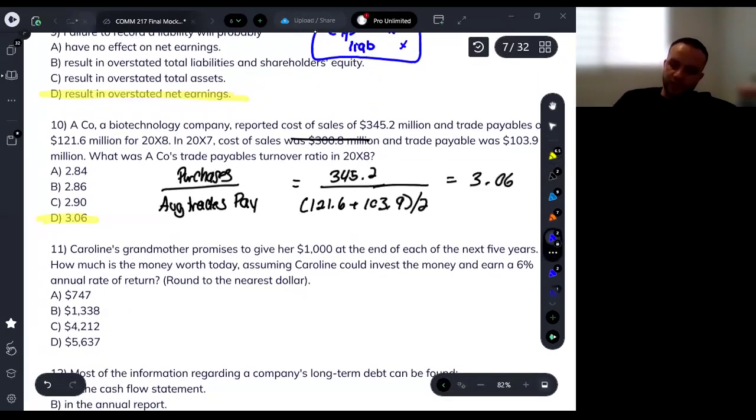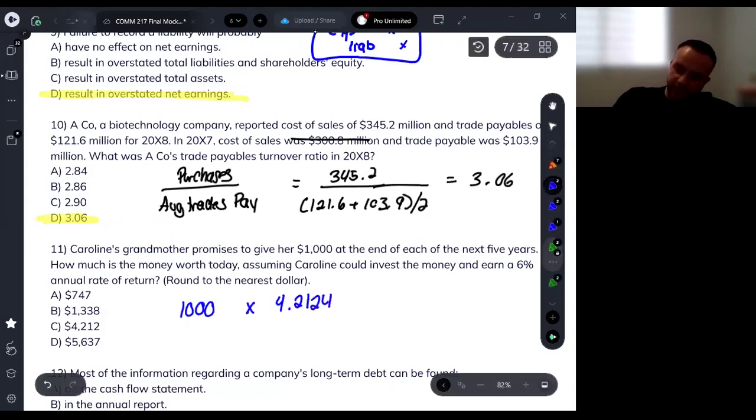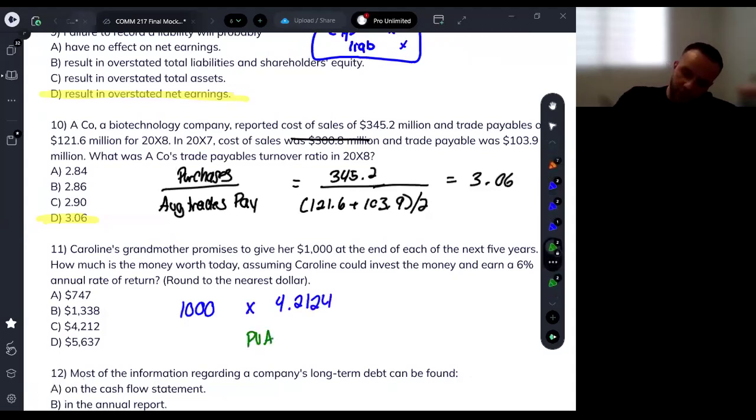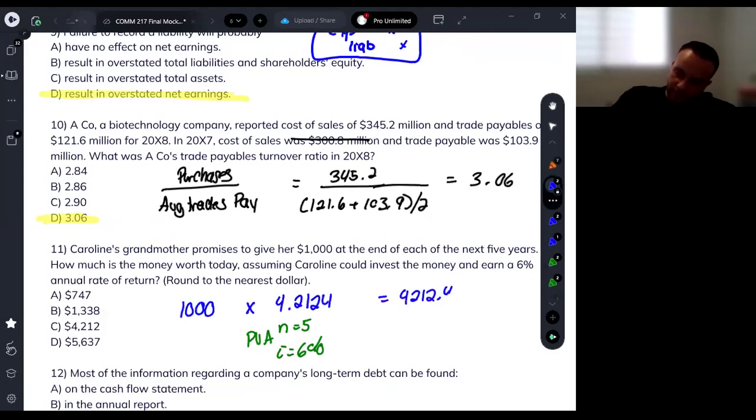Caroline's grandmother promises to give her $1,000 at the end of each year for the next 5 years. How much is the money worth today, assuming she can invest the money at 6%? So here you're going to take 1,000 and hit it with the PV factor. This is the PV annuity where N is 5 and I is 6%. And we go.